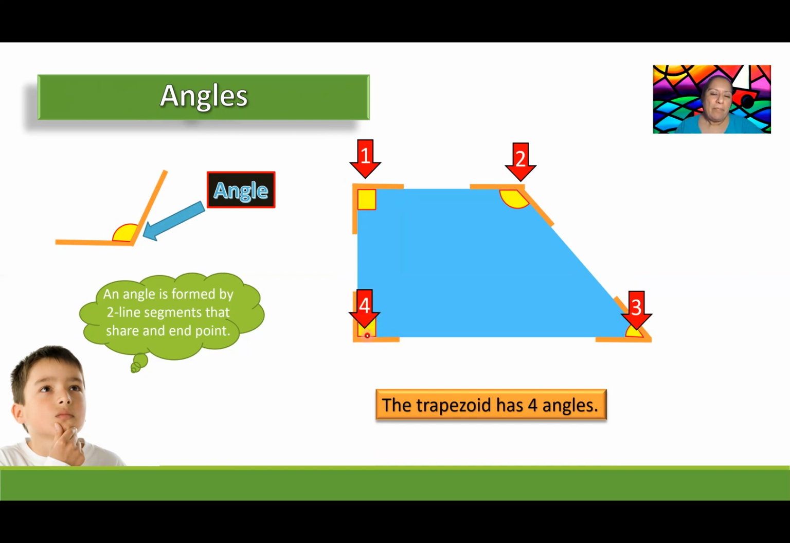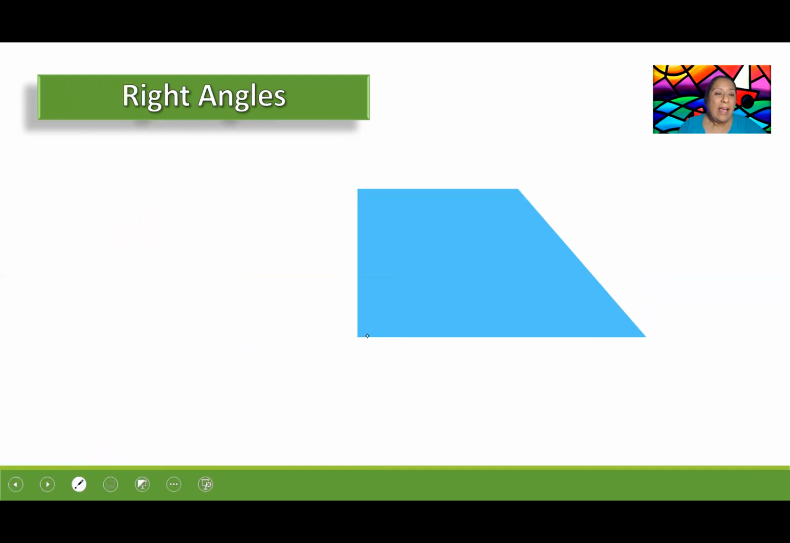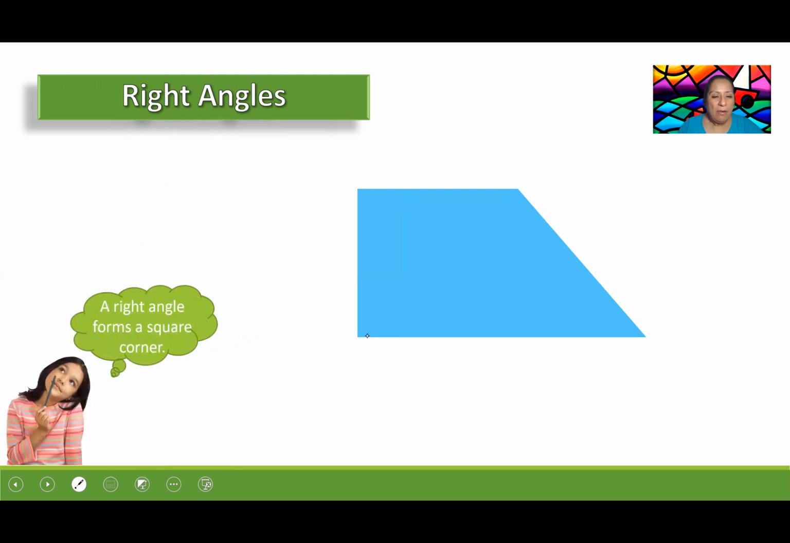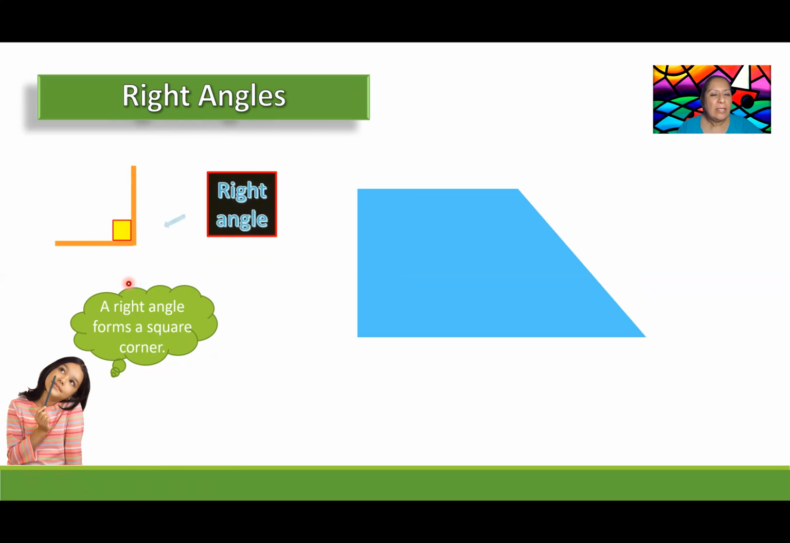Now, let's find out the difference with the right angles. So, a right angle forms a square corner. Yes, like a real corner of a square. So look at these 2 segments of lines that meet here in an endpoint. And if you see, I can fit exactly, perfectly a little square here. Another way to prove it in class is using a sheet of paper. A sheet of paper has right angles all around.